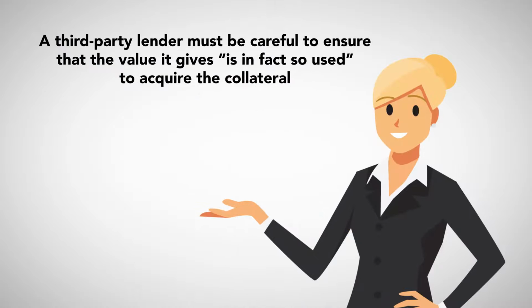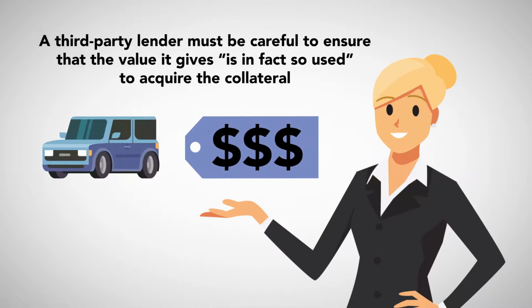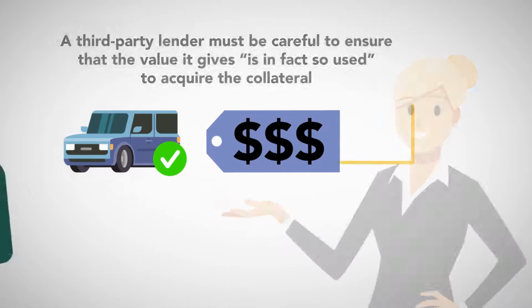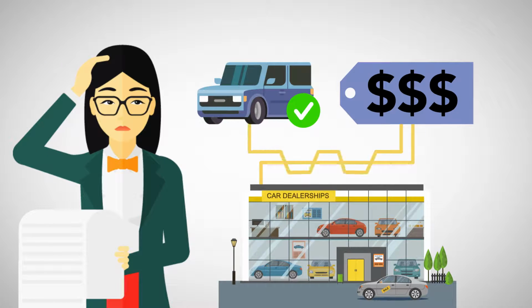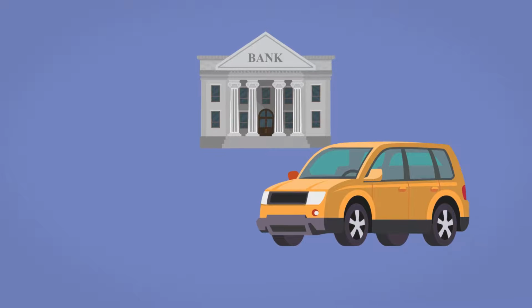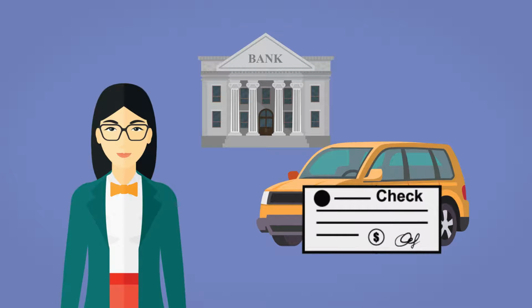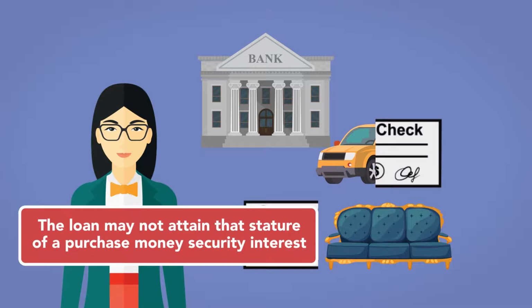A third-party lender must be careful to ensure that the value it gives is in fact so used to acquire the collateral. If the debtor diverts the funds to another purpose, or even commingles them inappropriately, the purchase money status of the loan and security interest may fail. So if the bank writes a car loan check to the purchaser, and the purchaser uses some of that money to buy other items, the loan may not attain the stature of a purchase money security interest, thus negating the perfection grace period and other benefits.